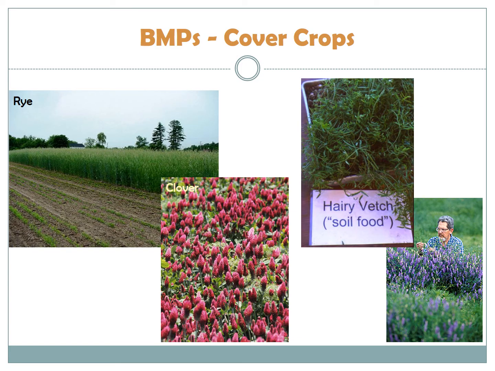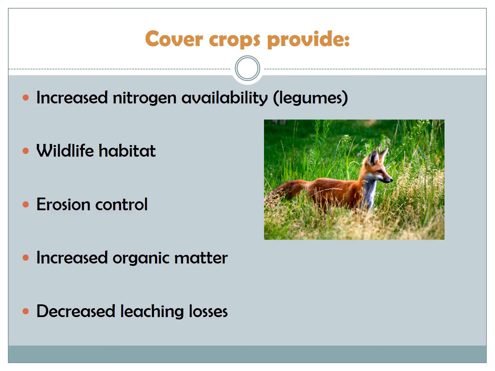You can utilize cover crops. At the end of the growing season when we harvest, if you plant a cover crop, it helps suck up all the extra leftover nutrients and holds them in the cover crop plant tissues until the following spring when a cash crop is planted again. And they help build soil diversity and protect the soil from soil erosion. It's a marvelous thing. Cover crops can provide increased nitrogen availability if they're mixed with a legume, wildlife habitat, erosion control, increases in organic matter, and decreased leaching losses of nutrients. Look at that cute little fox.